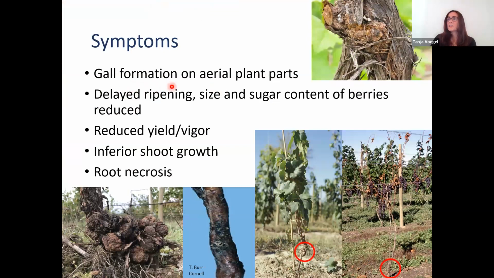So in general, symptoms of crown gall are gall formation on the aerial plant parts. And then fruit ripening is delayed, sugar content of the berries is reduced, and in general, there is a reduced yield and vigor. Shoots grow inferior, and then there is root necrosis.